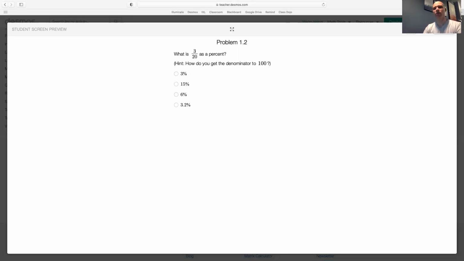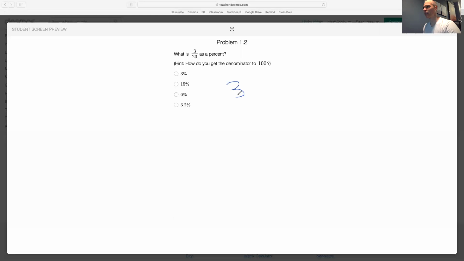All right, number 2 says, what is 3/20ths as a percent? One way you could answer this is just entering 3 divided by 20 in a calculator, and you would get a decimal answer, and then you would just need to convert that to a percent by moving the decimal point 2 spaces, the way we just did it in the previous question. But the hint here says, how do you get the denominator to 100? So let's use the hint as our way to solve this.